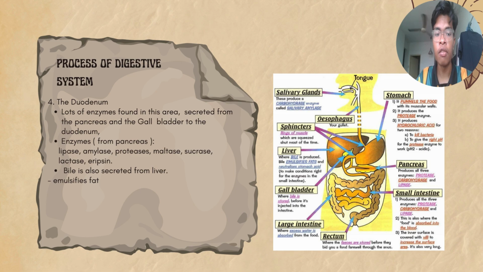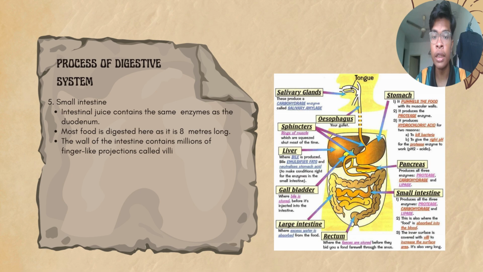Erepsin is a mixture of proteolytic enzymes found primarily in the intestine, particularly in the small intestine. These enzymes play a crucial role in the final stages of protein digestion by breaking down small polypeptides into amino acids. Now, inside the duodenum, bile is also found. Bile is secreted from the liver. The function of bile is to emulsify fats.